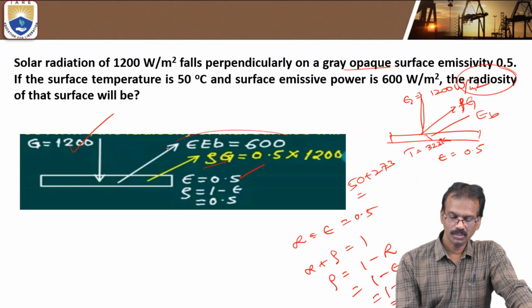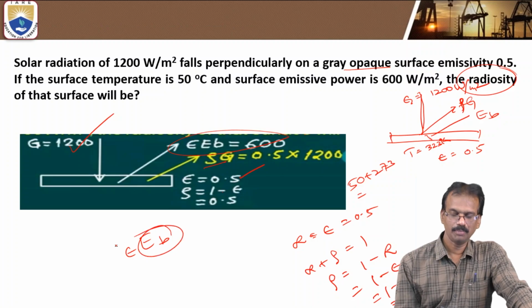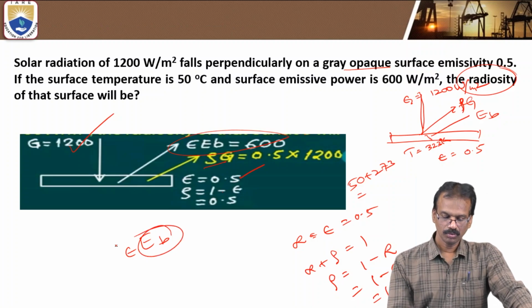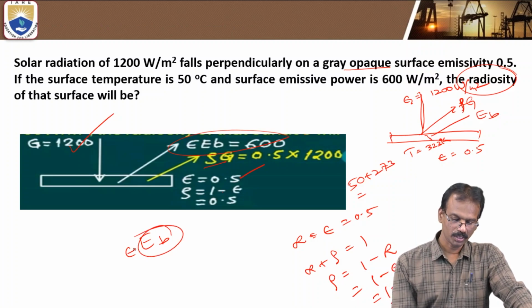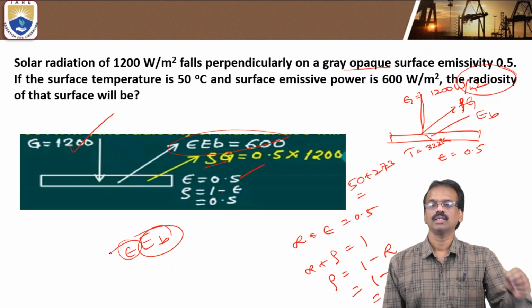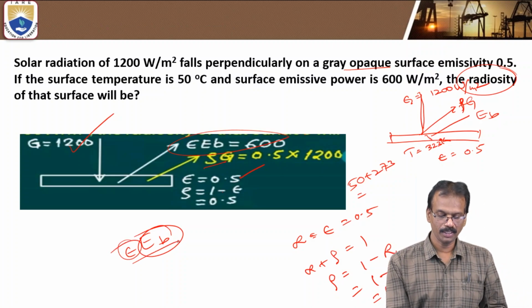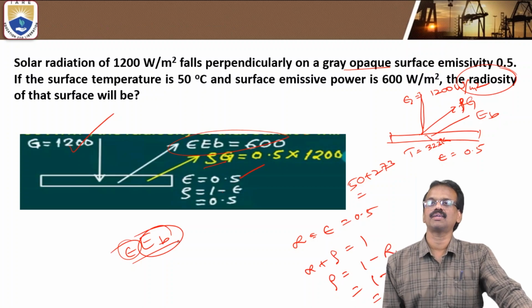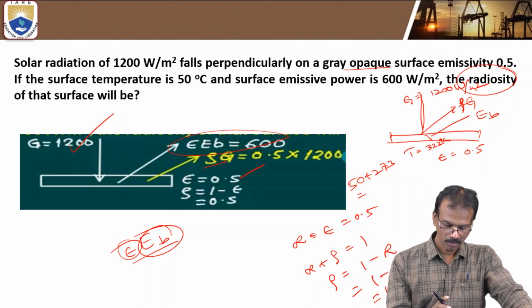Okay. So emissive energy is equal to epsilon into EB. EB is the emitting energy for a black body. So this is the gray body, and then you have to consider this epsilon also. Then this one is the emitting energy for the gray surfaces. So you have to consider all these things.